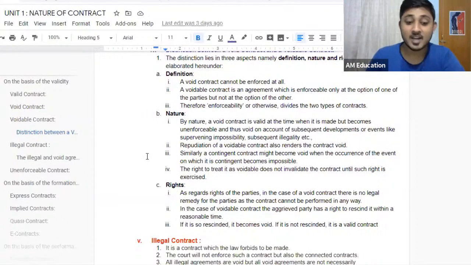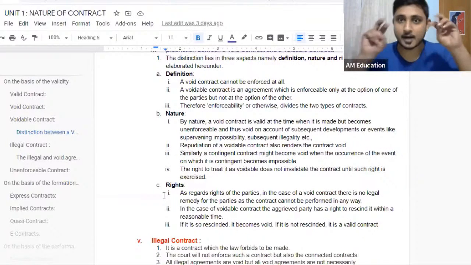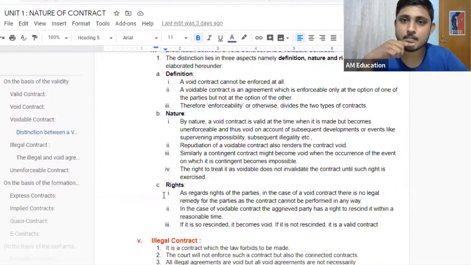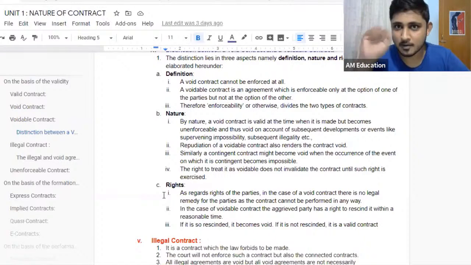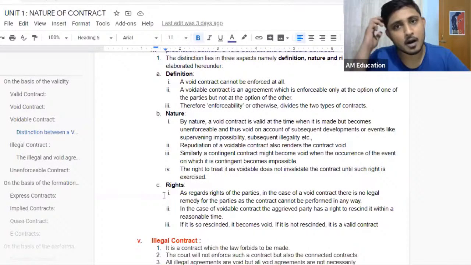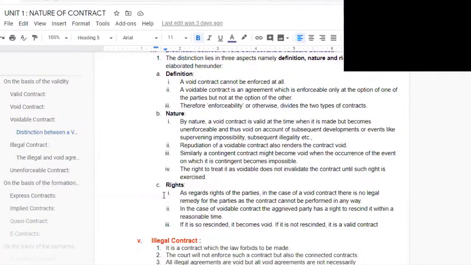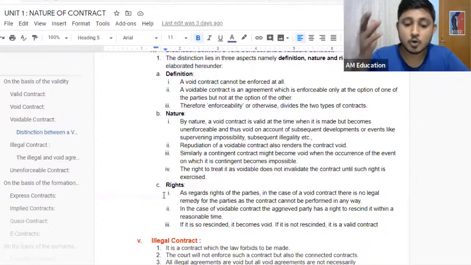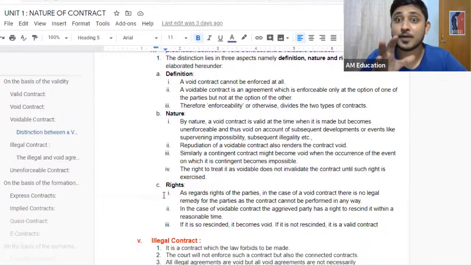And on the rights, what do you mean by rights? Who will have rights now? Will the contract have rights? The contract is just the agreement, just a paper. Will the paper have rights? No. The parties who enter into the contract will have rights. Exactly, you are all super correct. So what will be the rights of a party? How do we distinguish void and voidable contracts on the rights of the parties?